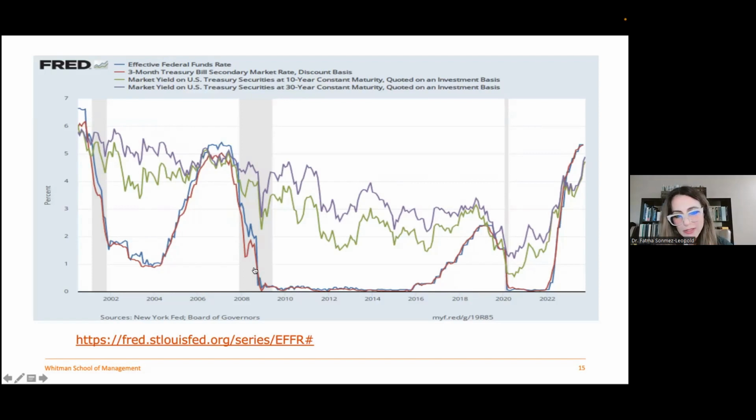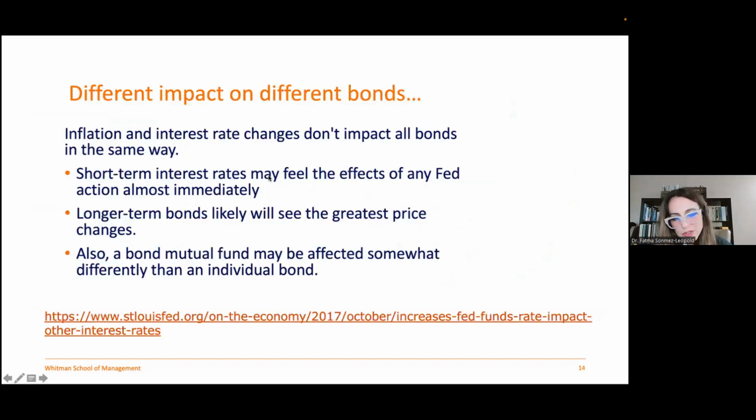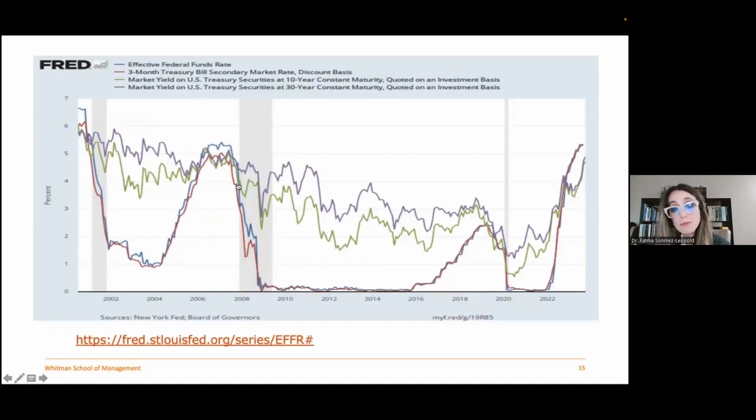So therefore, when you look at that, it says the short-term interest rate may feel the impact almost immediately, which you will see they are moving up and down almost simultaneously. Whereas when you look at the long term, we have the green one, which is a 10-year treasury. We have a purple line, which is a 30-year treasury. They are long-term, right? 10-year and 30-year.